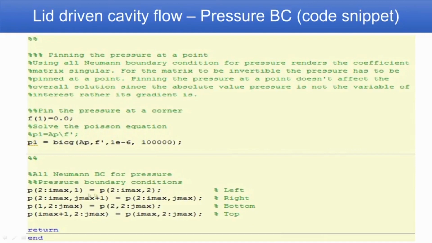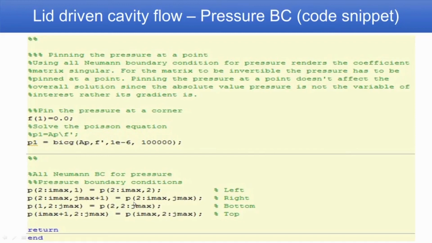So, they are all implemented as shown in this code. We will come to this comment after explaining this. So, all Neumann type boundary conditions for pressure: p at 2 to i max comma 1 equal to p at 2 to i max comma 2 on the left side. Similarly, for the right side wall, bottom wall, top wall, as we explained in the previous slide. Only thing, it is written in MATLAB code language.